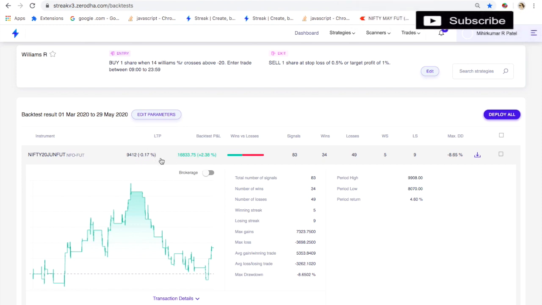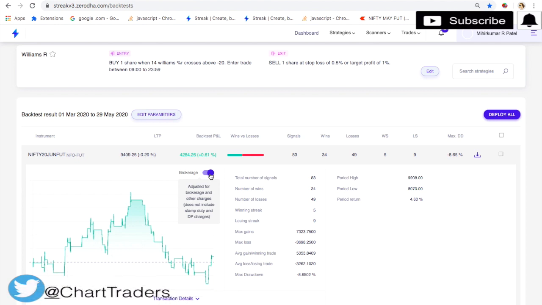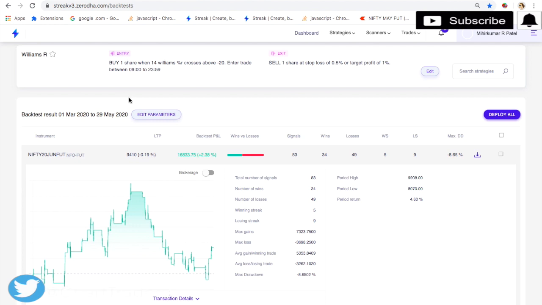So you can use this Williams %R in a trading setup to measure the high and low, that is the price action. If you remove the brokerage, profit is around 5,000, so it's not a good profit, but the purpose of the Williams %R is different.